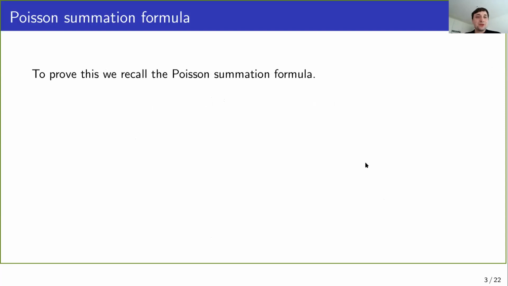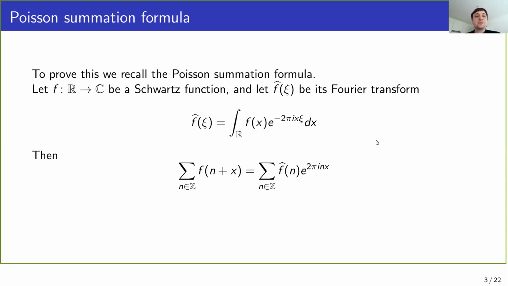The proof of this result, and actually all the other main theorems in this lecture, is going to be based on the Poisson summation formula. So I'll recall very briefly a version of it. Let's say you have a nice function on the real line with complex values, which we assume to be smooth and having rapid decay. So it's a Schwartz function.